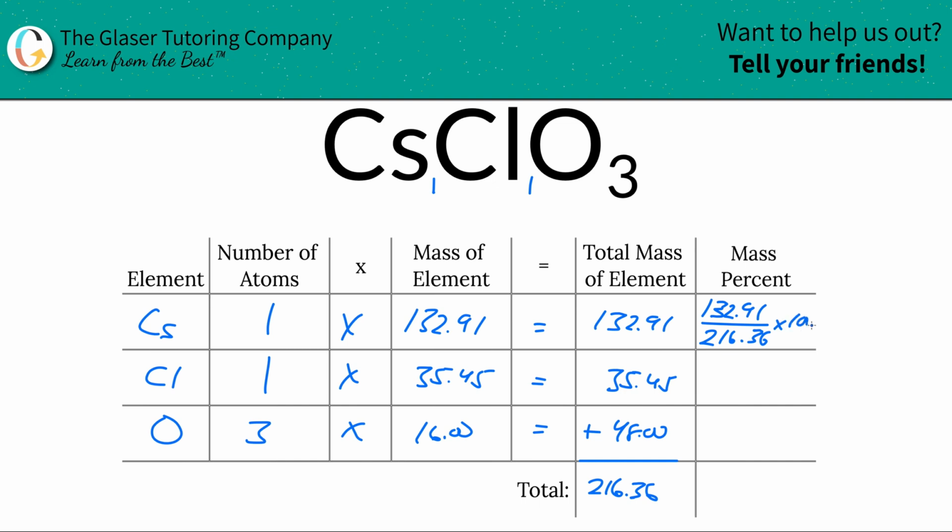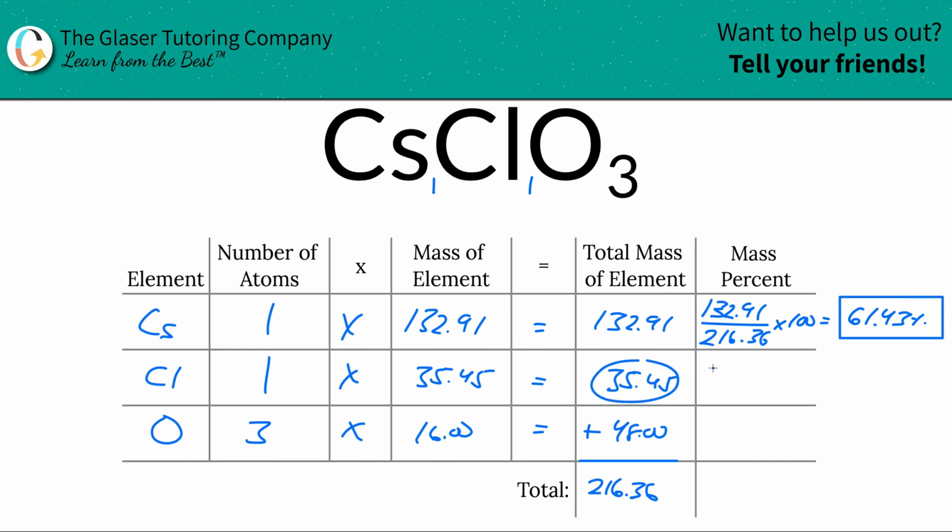Who cares if it's AMU or grams per mole? It doesn't really matter. It's the magnitude that's important here. When we do this simple percent calculation, the total works out to be 61.43%. That's the percent for cesium in cesium chlorate.